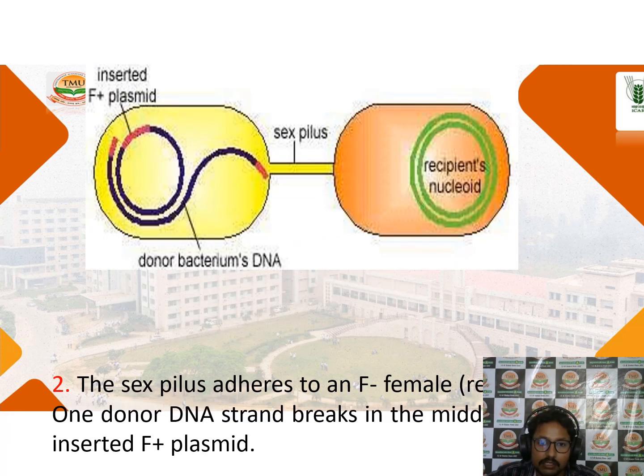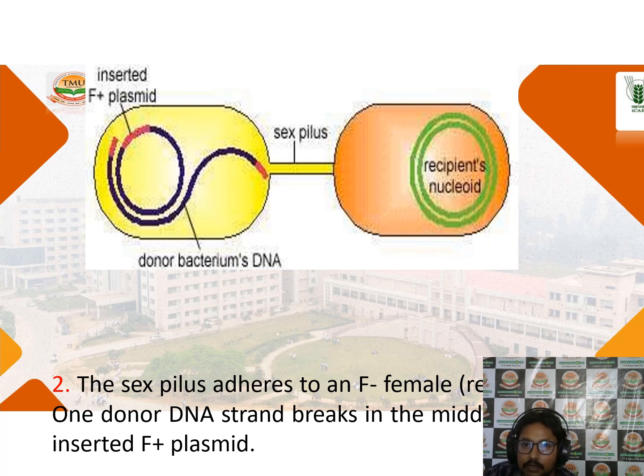Now here you can see, in case of high frequency recombination, one strand of the main nucleoid DNA will be broken, and the main DNA itself will get transferred to the other bacterial cell. But as you know, the plasmid DNA is very short. It can be easily transferred from one bacterium to another. But the main DNA contains thousands of genes.